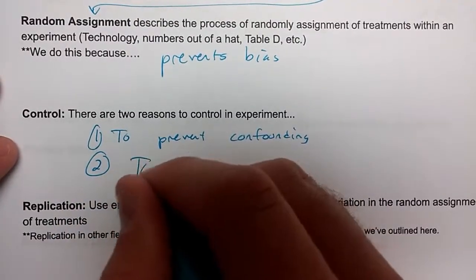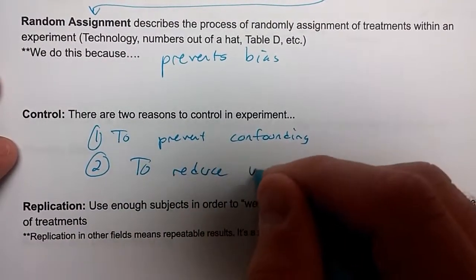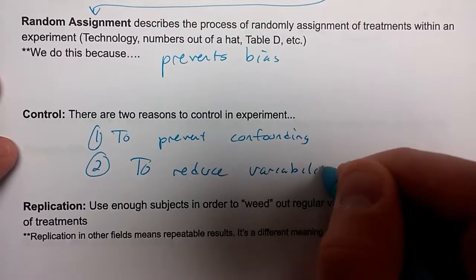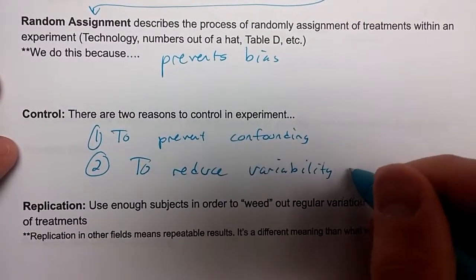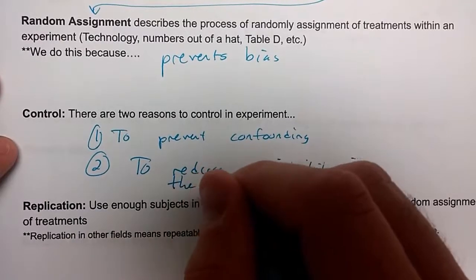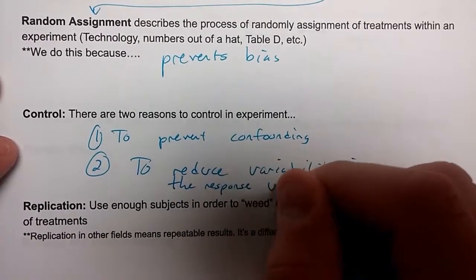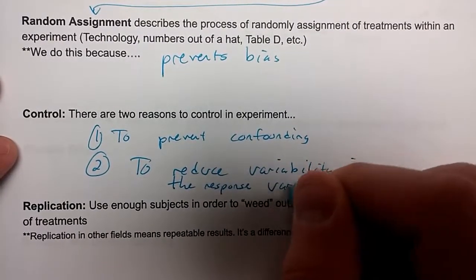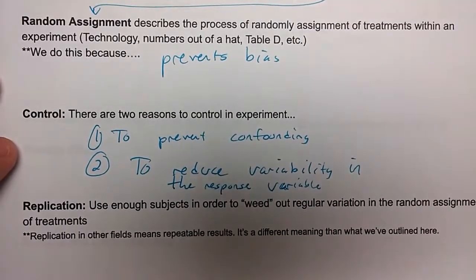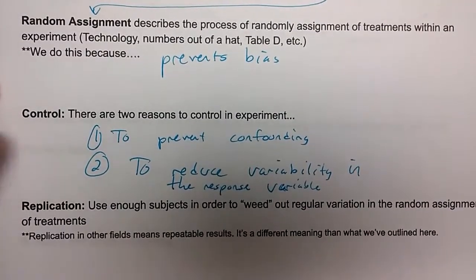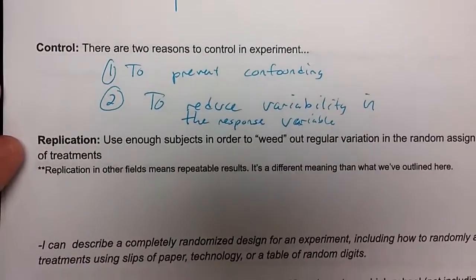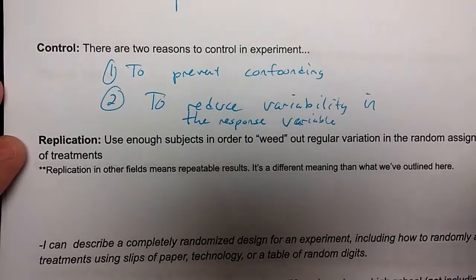We also do this to reduce variability in the response variable. So this goes back to the confounding aspect. If the variability is too big, it's kind of hard to describe from the explanatory variable. So control kind of gives it a nice window of possible values.